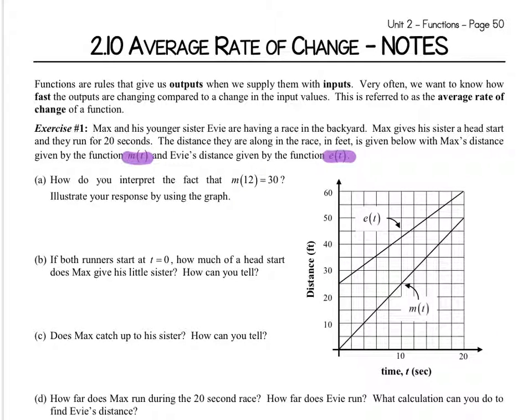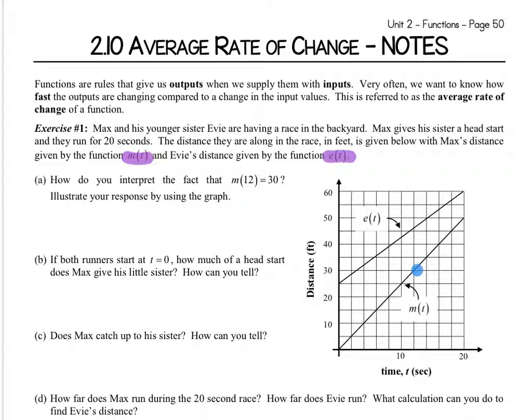Let's read question A. It says, how do you interpret the fact that m, so right away we notice we're dealing with Max's function, m of 12 is equal to 30. Well, we know that when we input 12, that's our x value, we get out 30. So if we put in 12, we get out 30, which is this point right here.